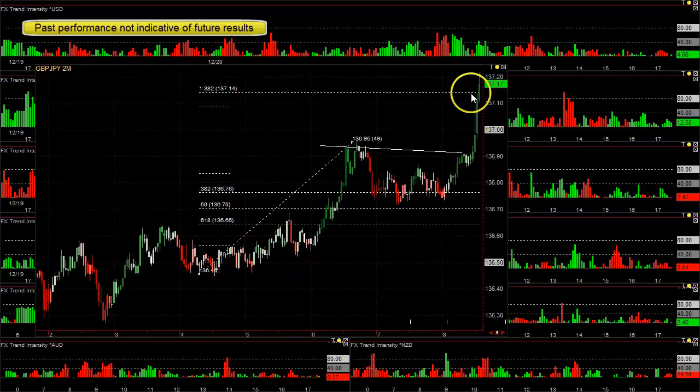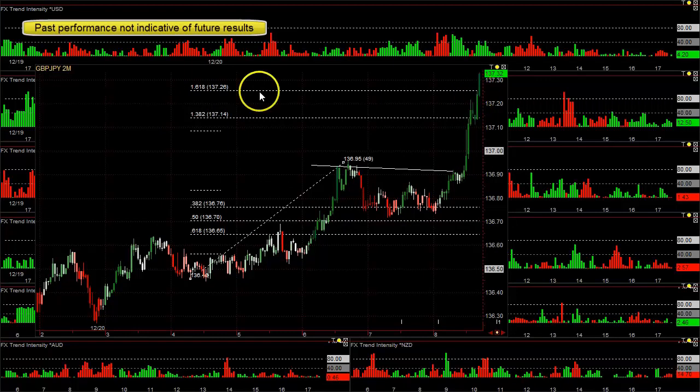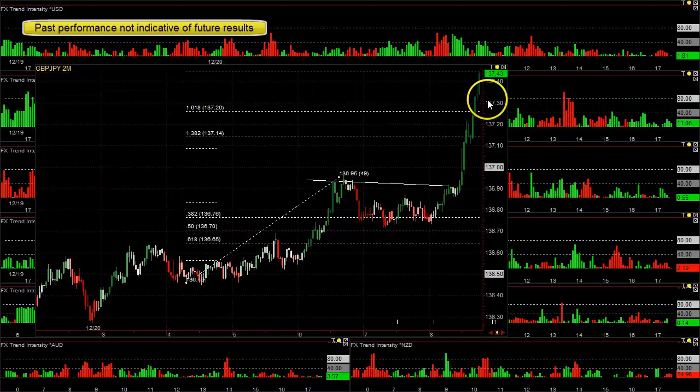So you're in. Notice it went through the fib target. I always tend to get out of half my trade at the fib target, and then I'll move my stop up, and most of the time get out somewhere at the second fib target. If it shoots through there, that's fine. Any sign of it slowing down, I'm out.